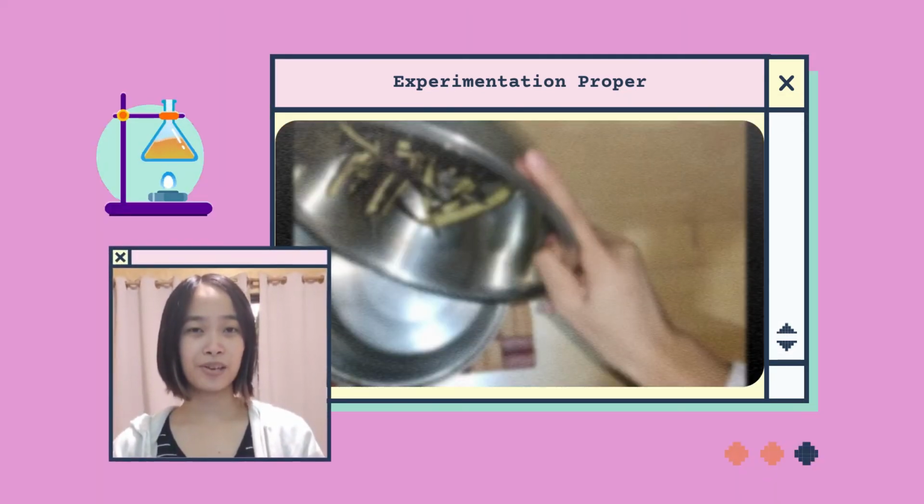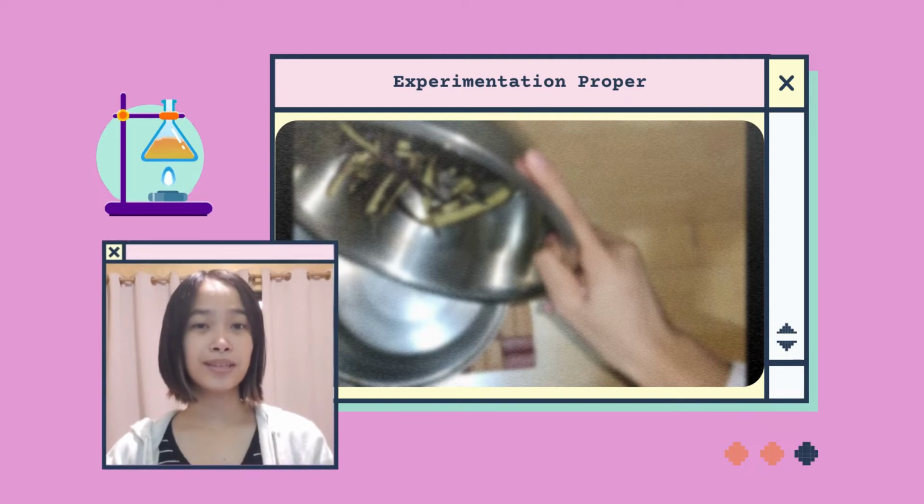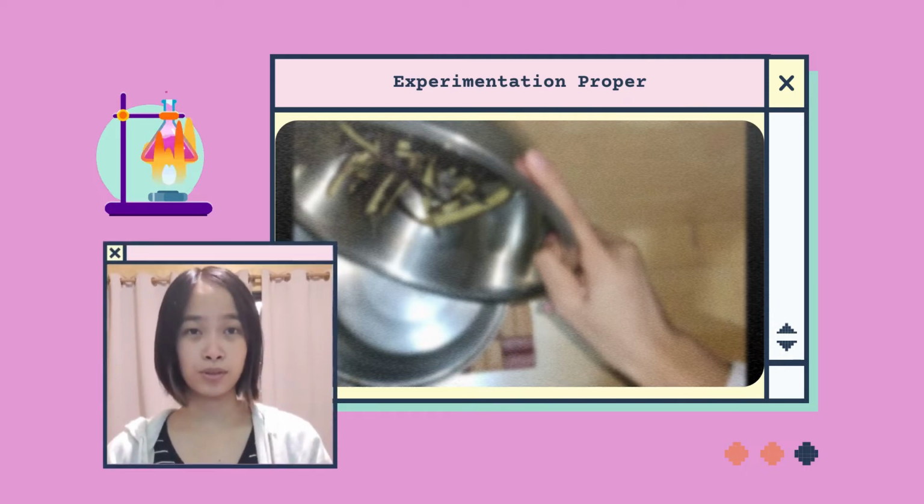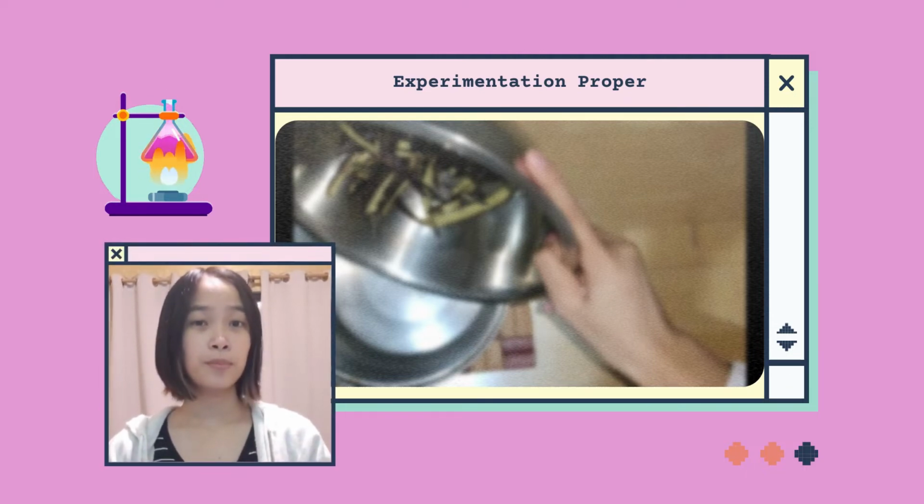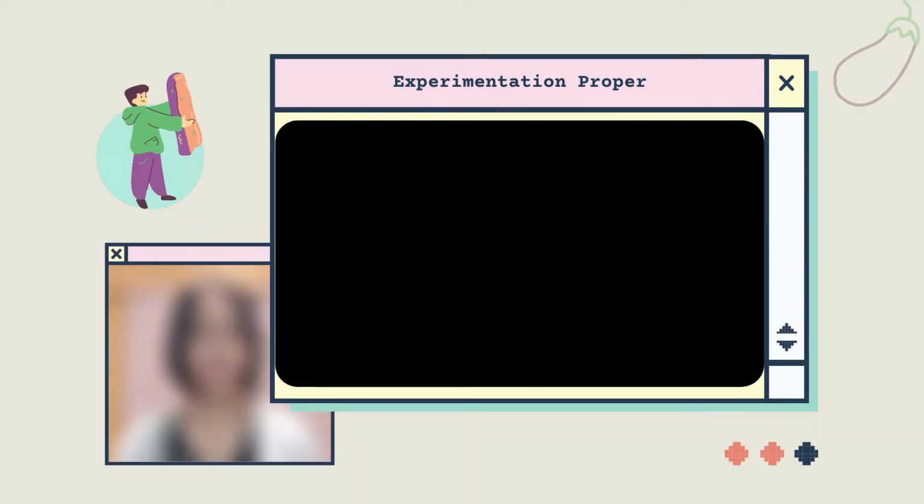After getting the desired result, we need to cool it down before using the actual solution. So we will remove the peel from being soaked in it.